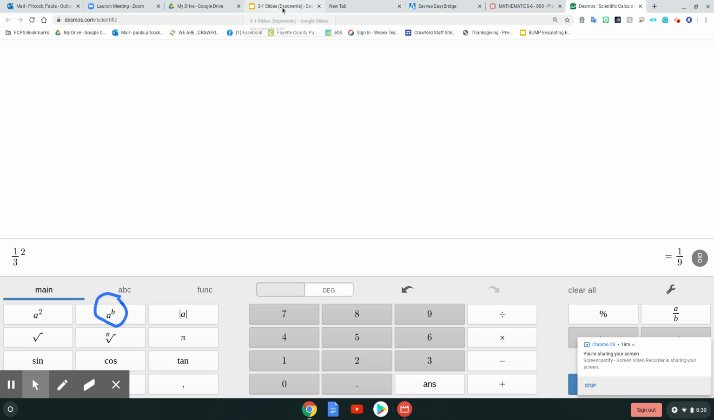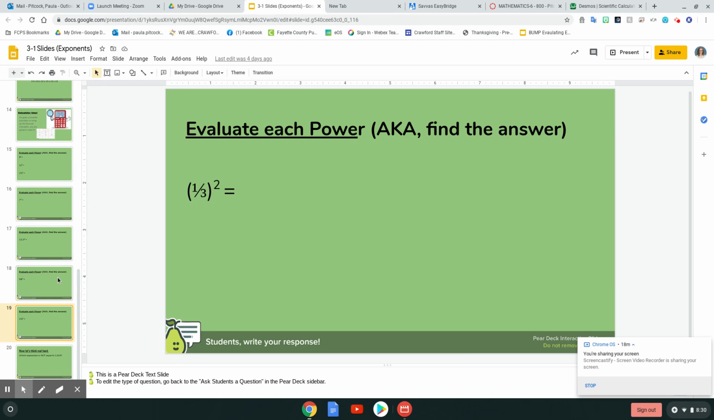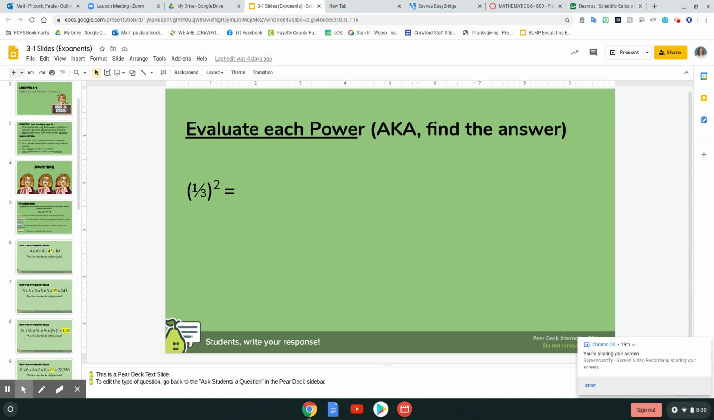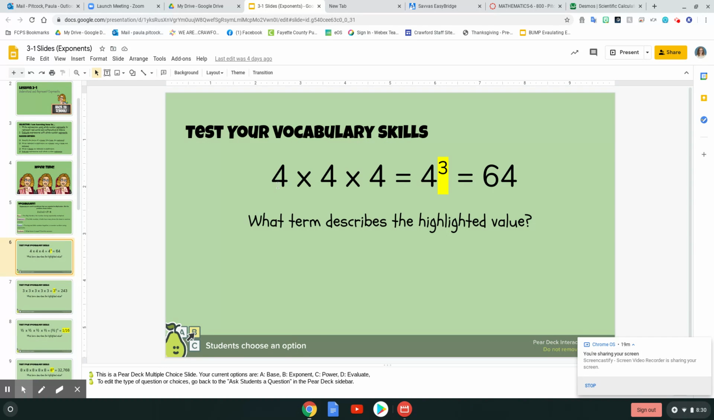Okay, so that's exponents. Exponents is when you have a number that can be written as repeated multiplication, like 4 times 4 times 4. You can rewrite it as a power, 4 to the power of 3, and you can evaluate it and find its answer.